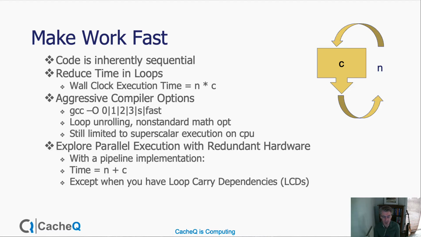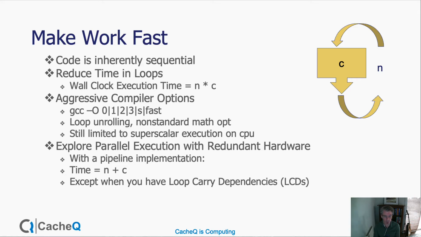To get beyond that and to run even faster, you have to begin to explore how to run things in parallel. And in particular, running things in parallel requires redundant hardware resources on which to run. The theoretical best that you can do would be to fully unroll a loop and have fully redundant hardware and implement it in a pipeline. If you do that, you can get your execution time to n plus C instead of n times C.